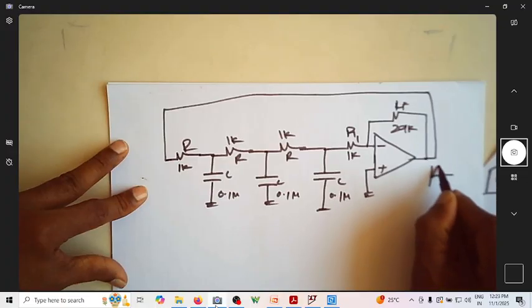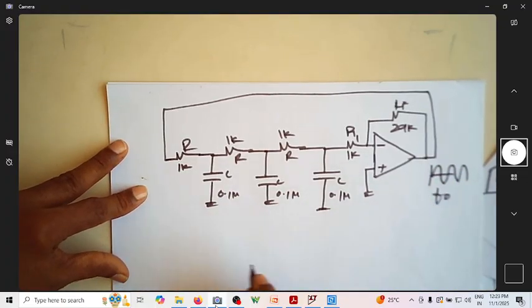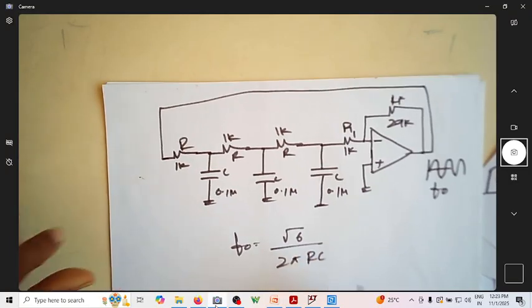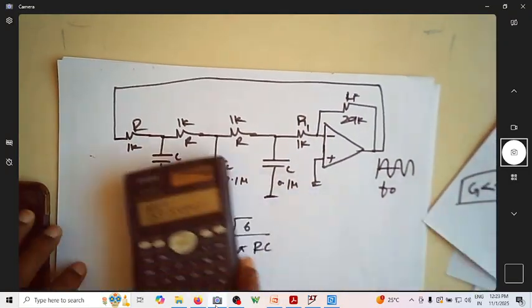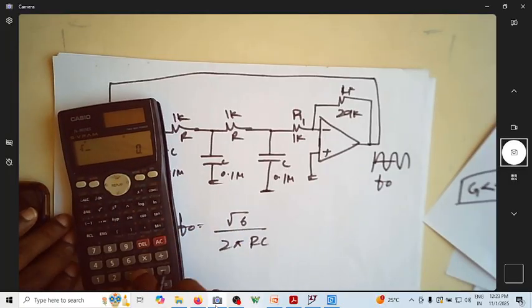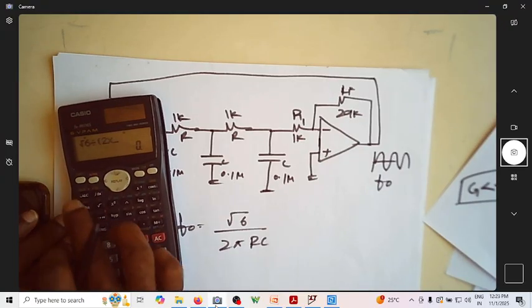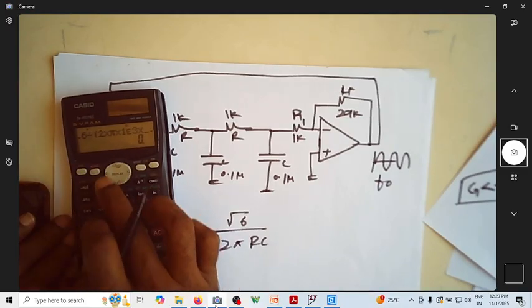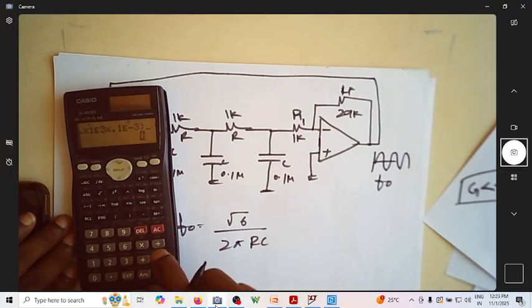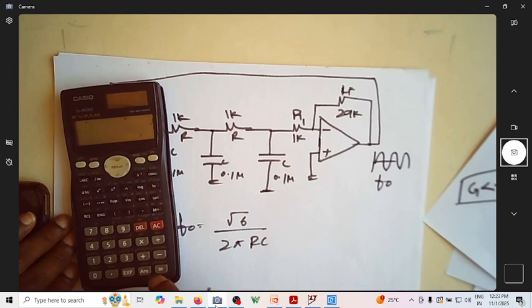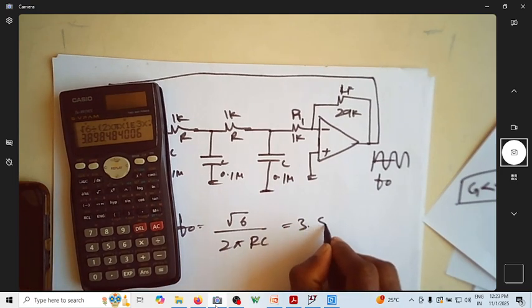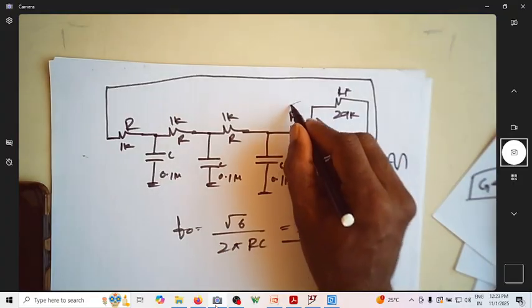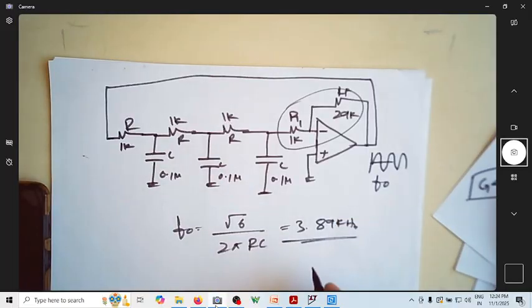Now I'll get oscillation of frequency F0, where F0 is root 6 by 2 pi RC. What is 2 pi RC now? So it is root 6 divided by 2 into pi into 1 exponential of 3 into 0.1 exponential of minus 6. Can you see it is at a frequency of 3.89 kilohertz. I'll get the oscillations provided this gain is minus 29.